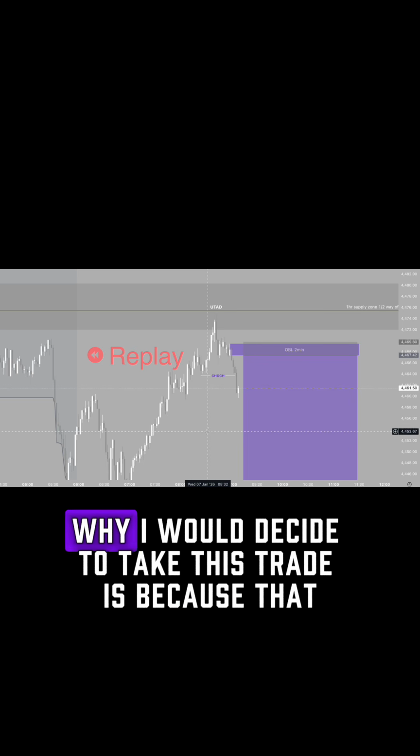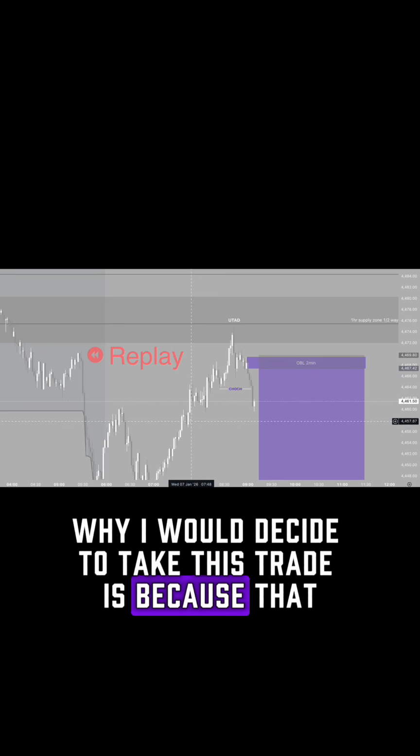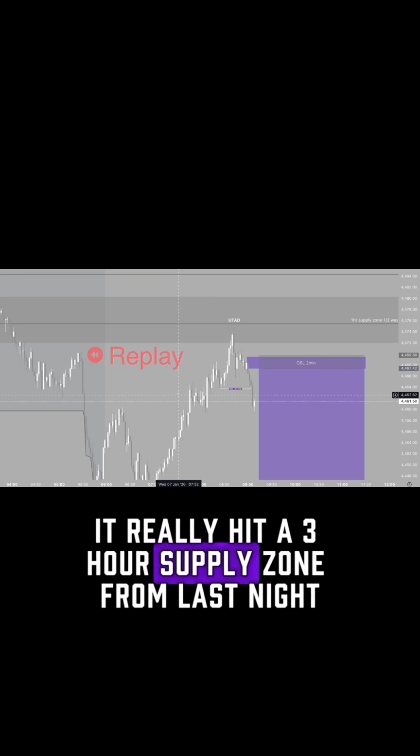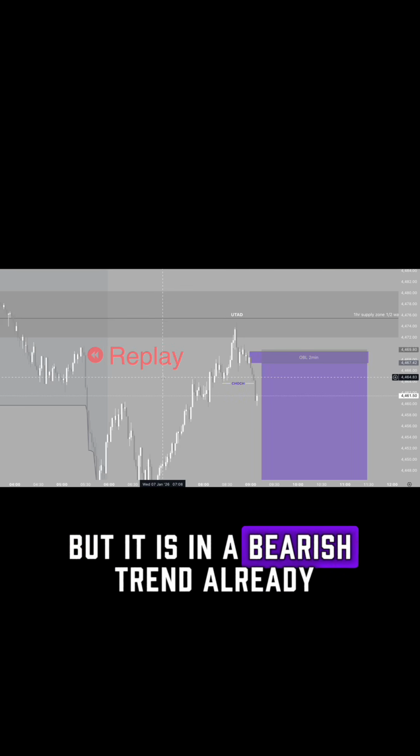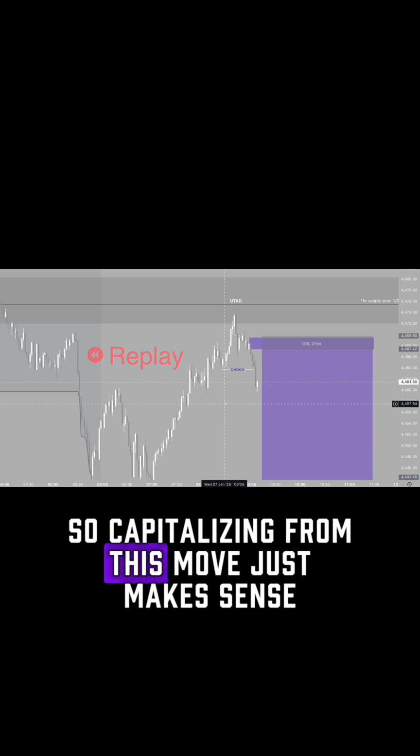And another reason why I decided to take this trade is that not only had it already hit a 3 hour supply zone from last night, but it is in a bearish trend already. So capitalizing from this move just makes sense.